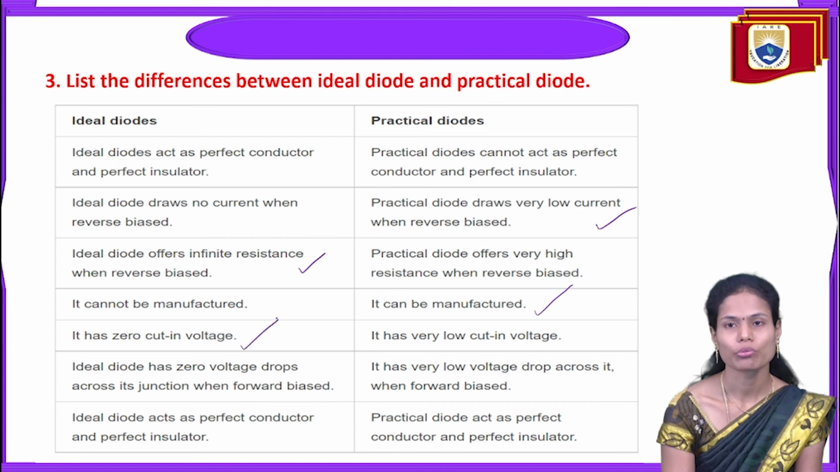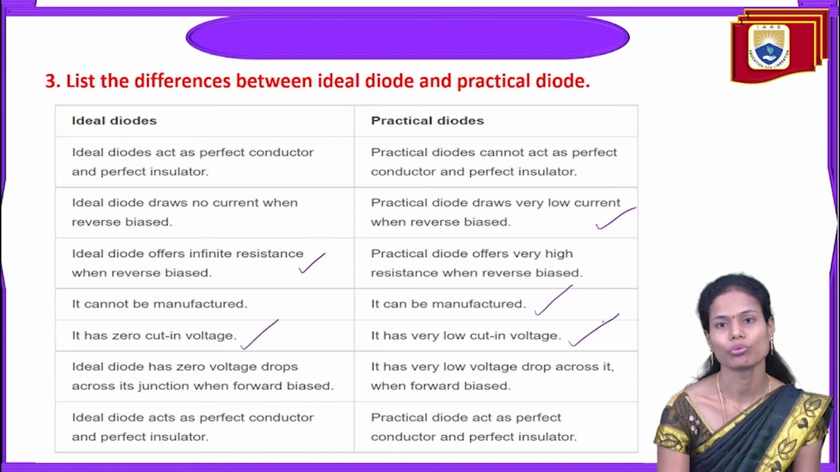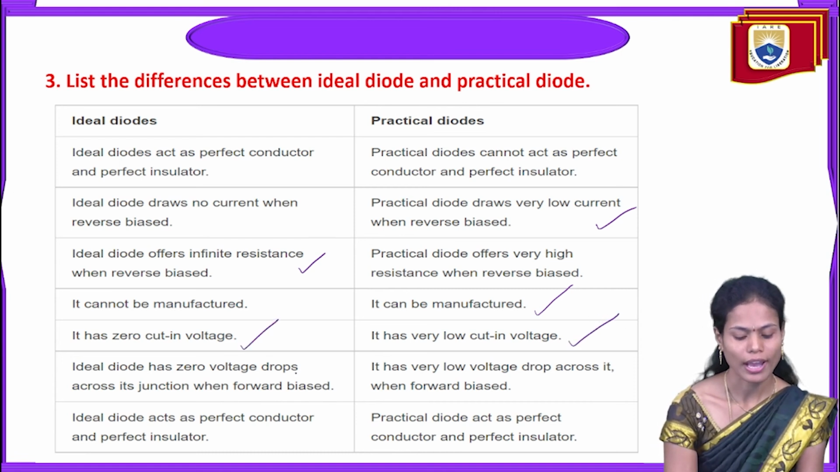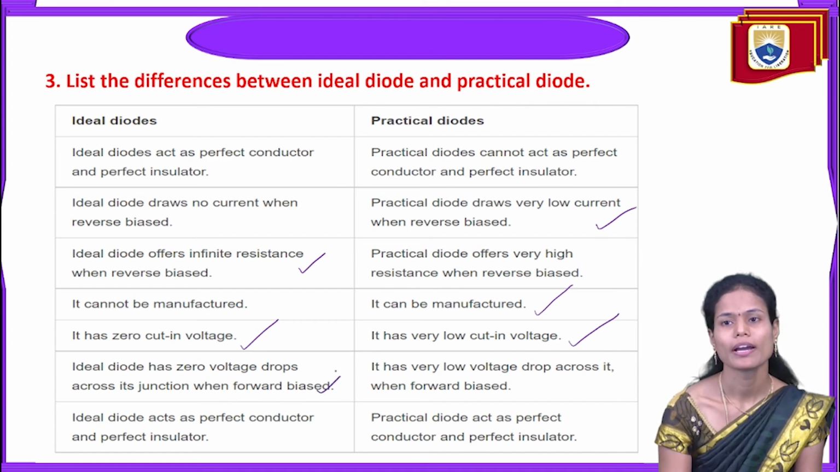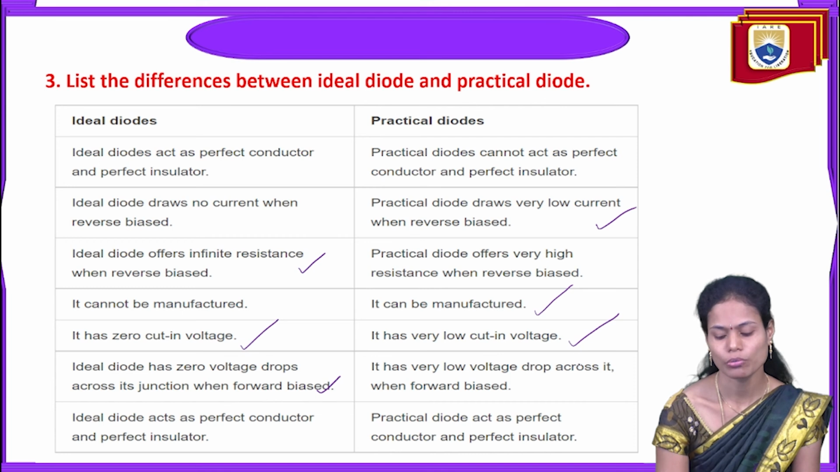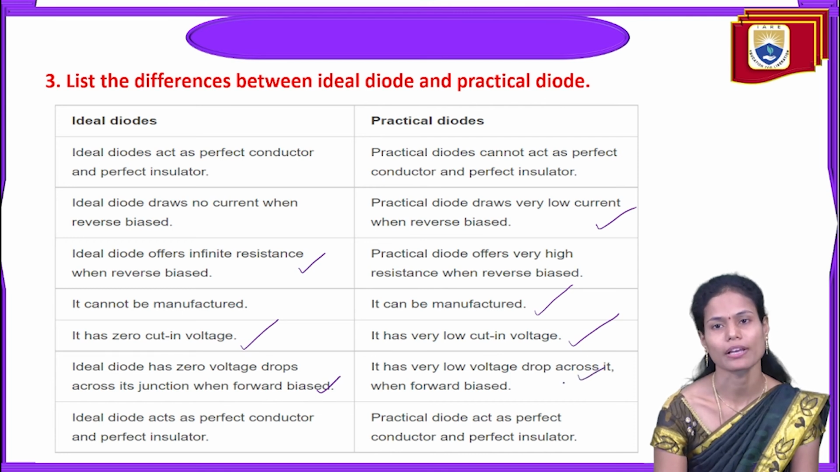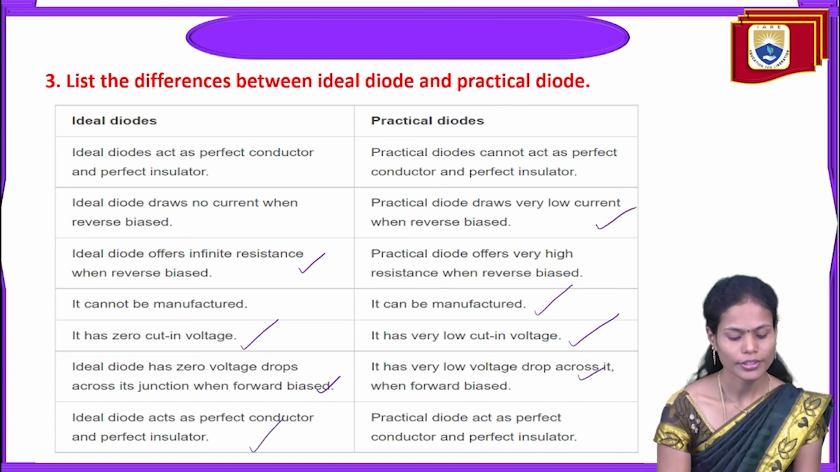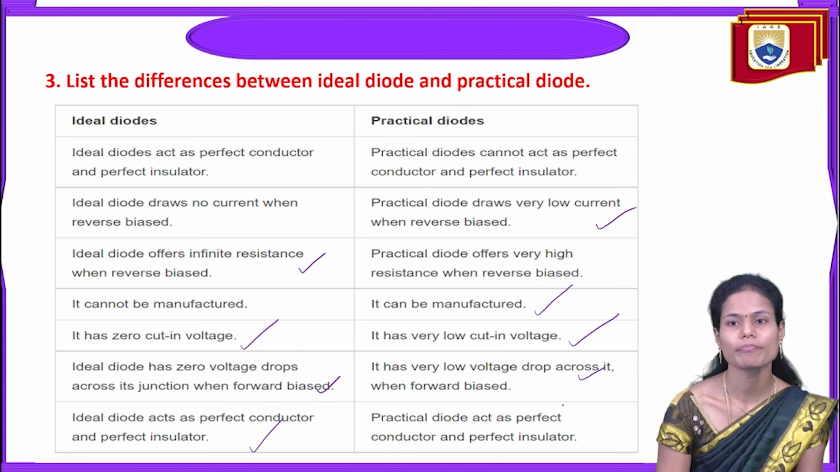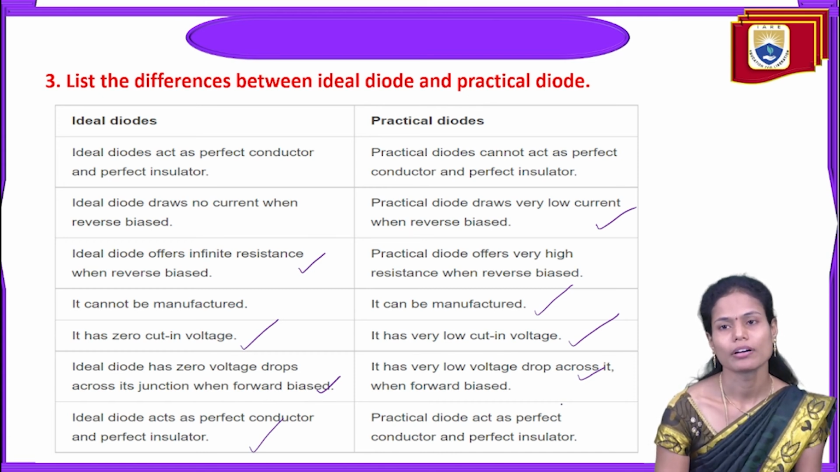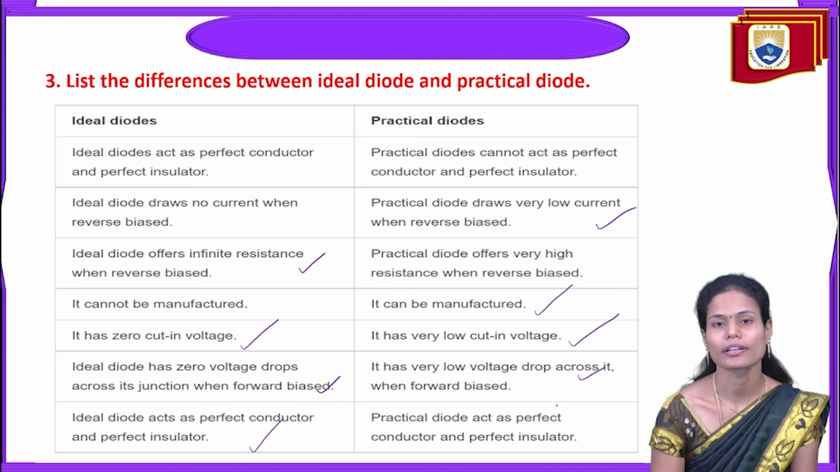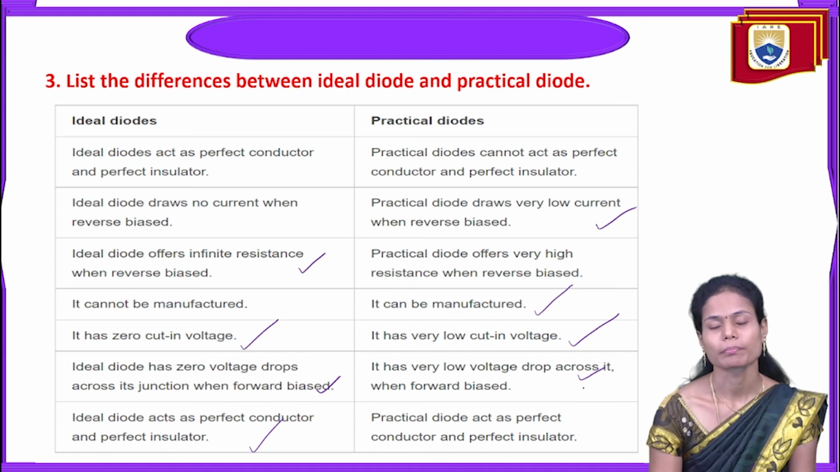The ideal diode has zero cut-in voltage, while the practical diode has low cut-in voltage. The ideal diode has zero voltage drop across its junction when it is forward biased, and the practical diode has a very low voltage drop in the forward bias. So the ideal diode acts like a perfect conductor and insulator, but the practical diode does not act like a perfect conductor or insulator.